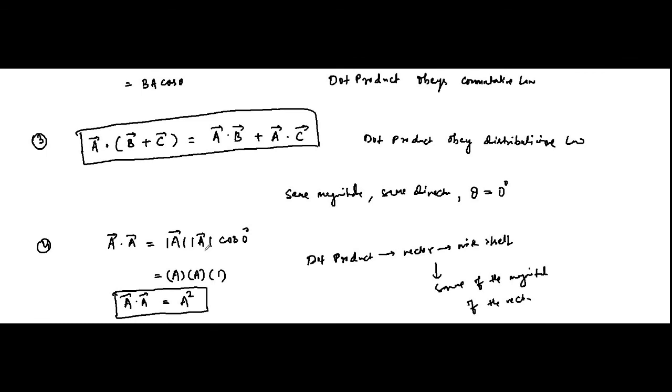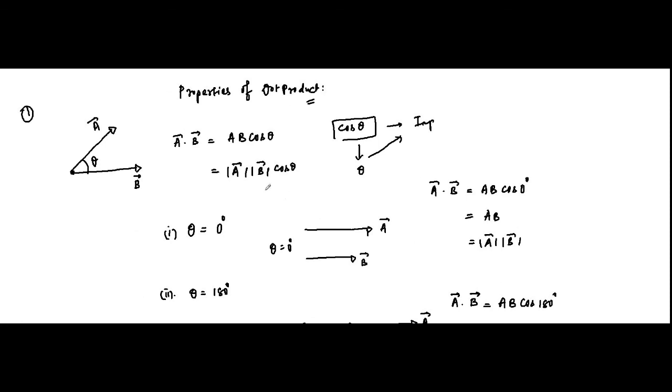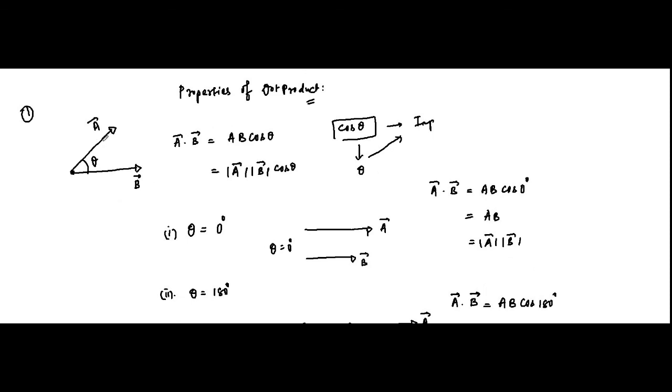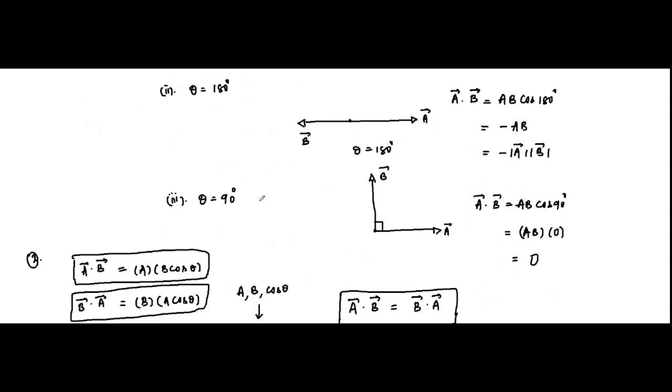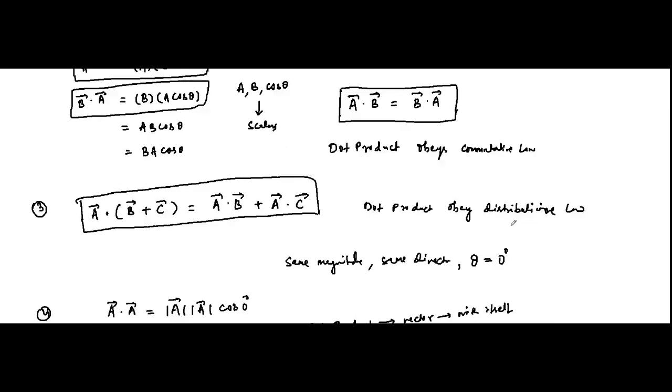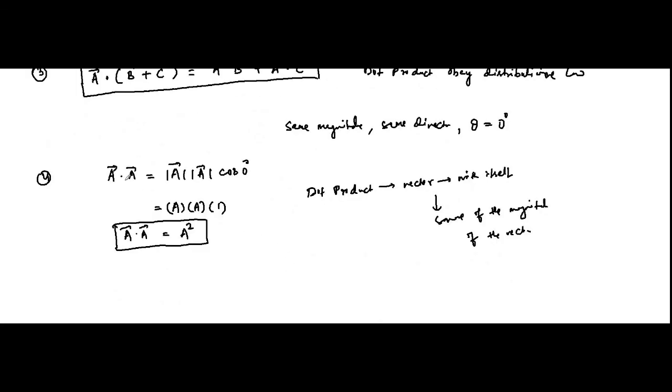So here we have discussed some important properties related to dot products. Okay, starting from here, how theta impacts the value of the dot product, then the dot product with respect to commutative law, distributive law. Dot product obeys both commutative and distributive law, and then the dot product of a vector with itself, which gives us square of the magnitude of the same vector. Okay.